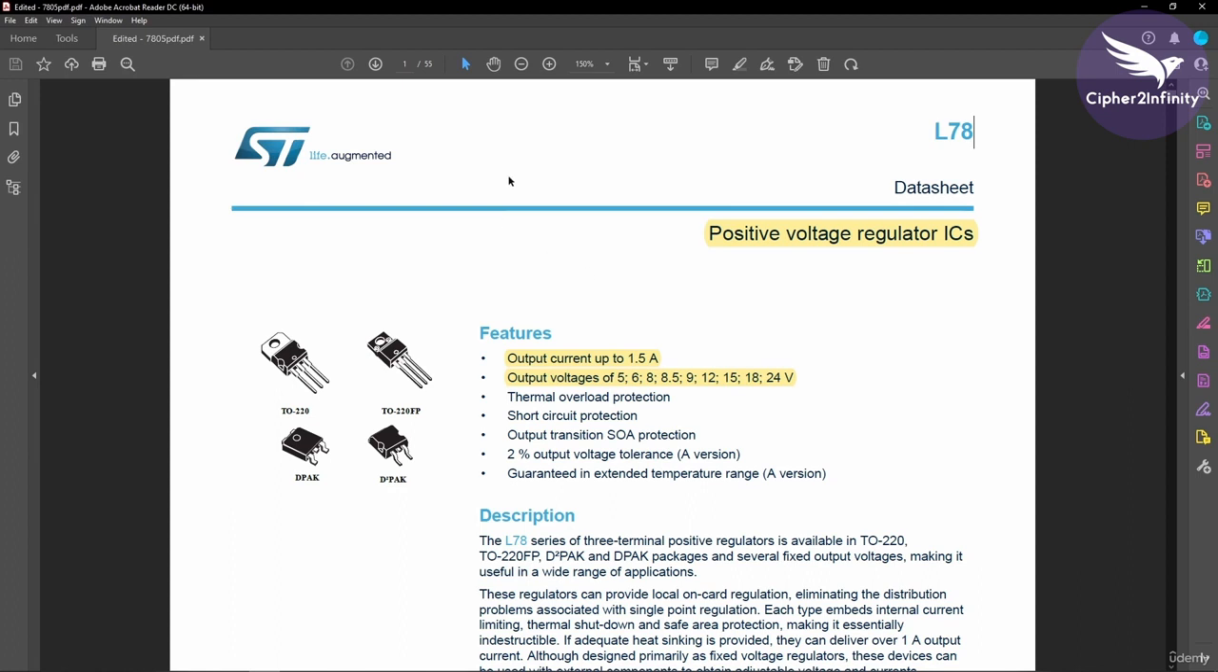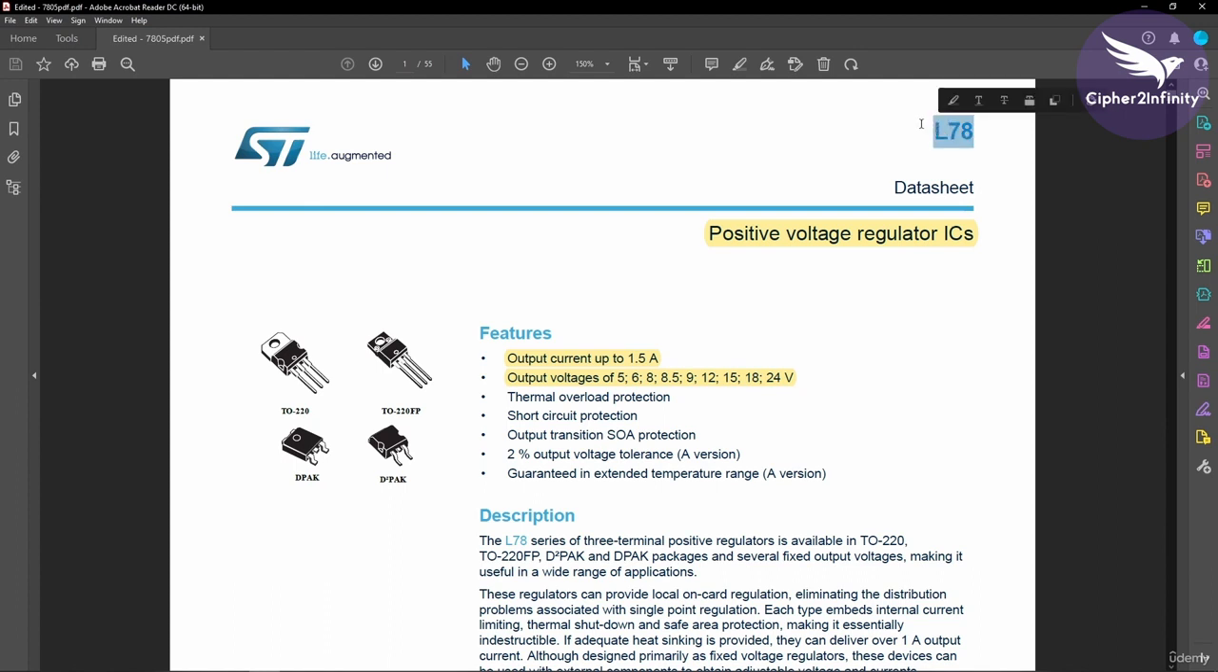So this is the datasheet of the IC that we are going to use in our power supply unit, and the name of that IC is 7805. This is the datasheet for this L78 series. It is the common datasheet for this particular series, and there will be some more numbers after this 78 which represent the output voltage of that particular IC. For example, if the number is L7805, then that IC is going to generate 5 volt on the output side. And if it is L7806, then that IC will generate 6 volt on the output side.